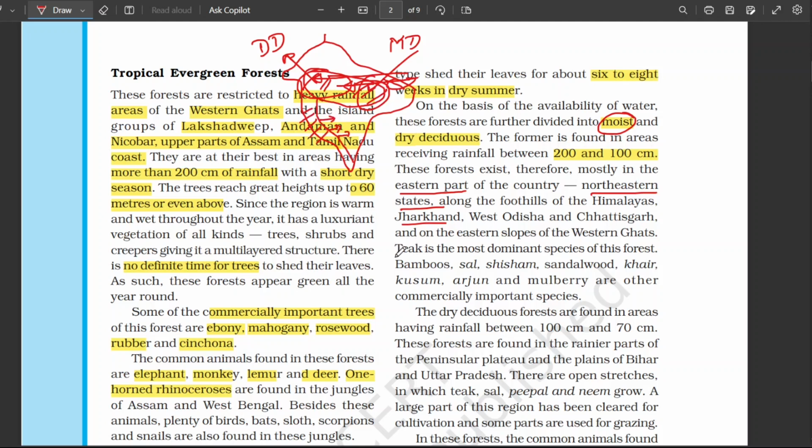Now vegetation, teak. Teak is the most dominant species of this forest. Of which forest? Moist deciduous. Bamboos, sal, shisham, sandalwood, khair, kusum, arjun, and mulberry are other commercially important species.